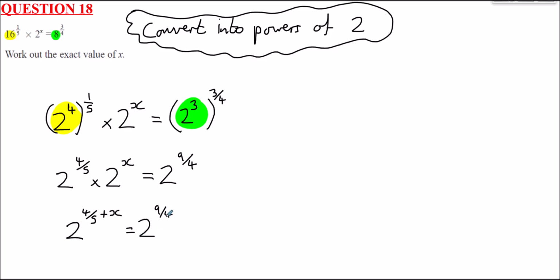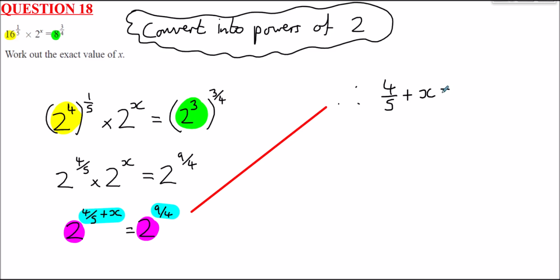So it's an equation, obviously, one side's equal to the other. Now you can clearly see that the bases are the same, one side's equal to the other. If the bases are the same and both sides are equal, then it stands to reason that the powers have to be the same as well to make it work. So in other words, 4/5 plus x equals 9/4. So therefore, 4/5 plus x equals 9/4.